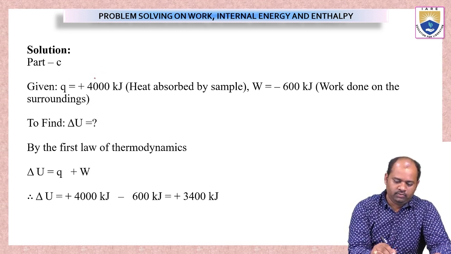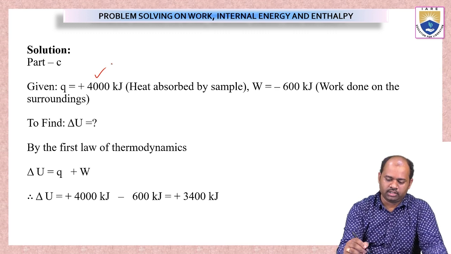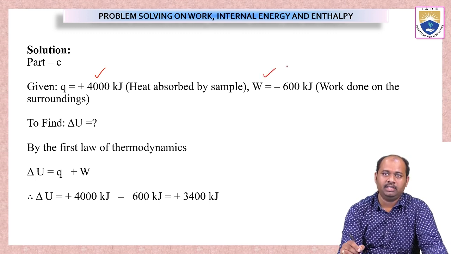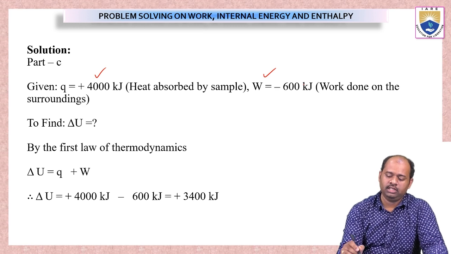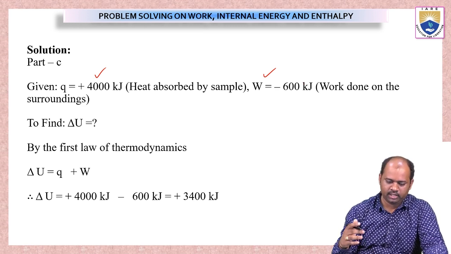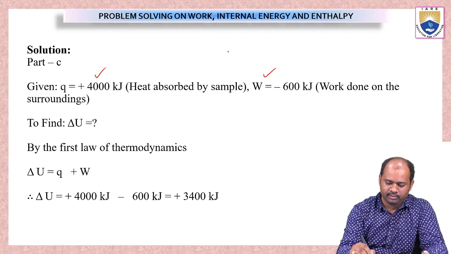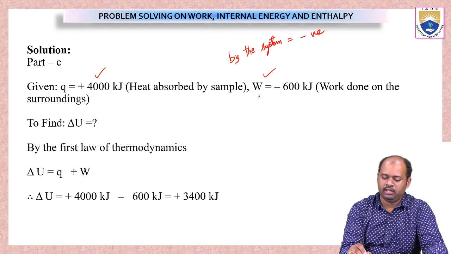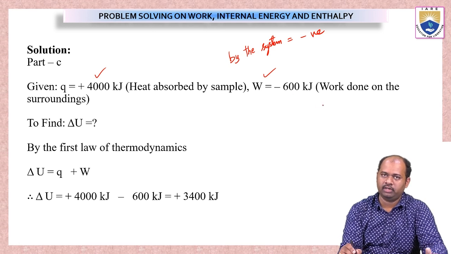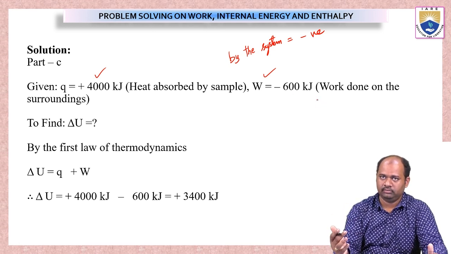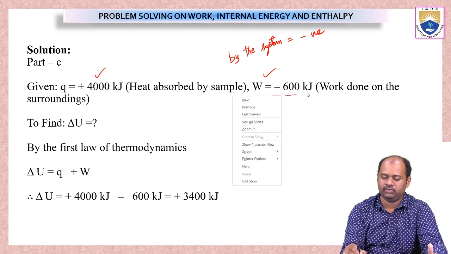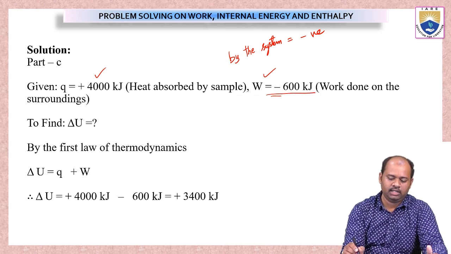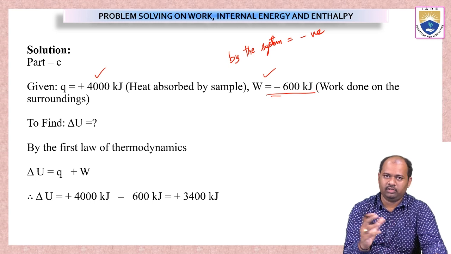Here, Q is equal to 4000 kilojoules, which is given in the question, and W is equal to minus 600 kilojoules. See here, we have written in the previous slide that work done by the system is taken as negative because we are removing the work from the system. So here 600 kilojoules of work is done by the system on the surroundings. So it is taken as a negative value, negative 600. So the 600 kilojoules of energy is taken out of the system.